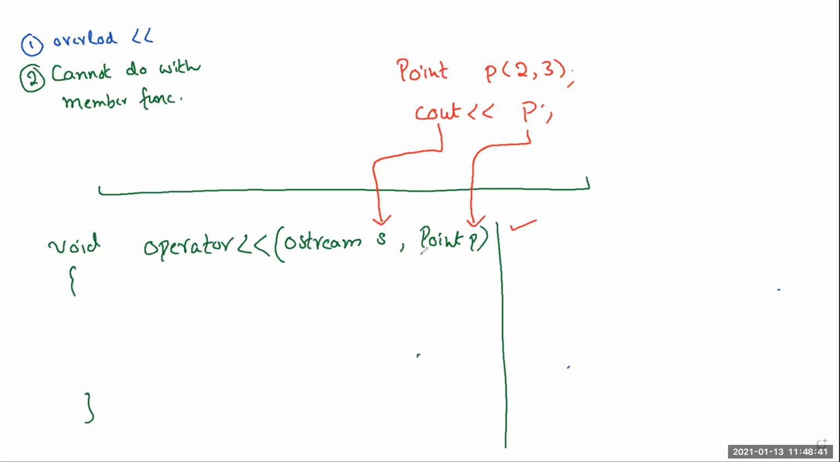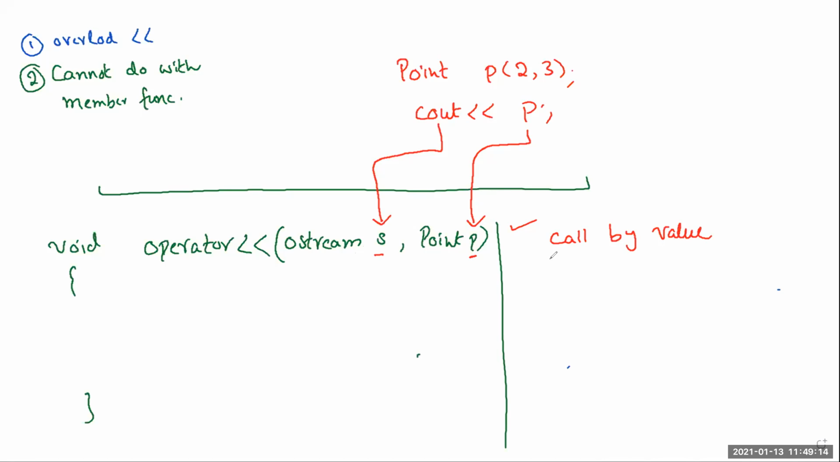You see, when you are making a function like this, if you remember, this is called call by value. What happens in call by value? A copy of data is made, meaning this P is a copy of the P that you are passing from the main, and this S is a copy of cout, right? The second one is okay, there's no problem, but there's a slight problem with the first one. The reason is that we are not allowed to make a copy of cout. And why is that?